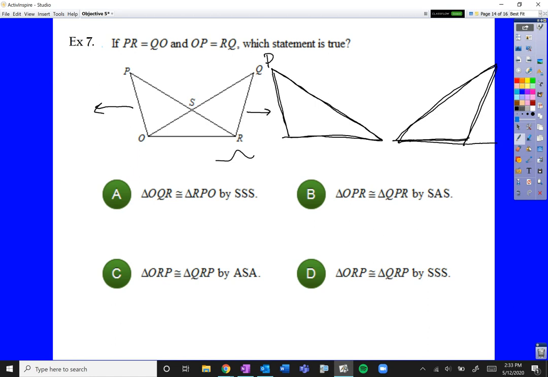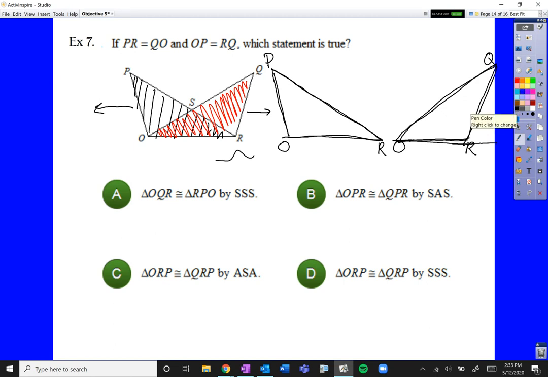So P is up here, Q is up here, and then this is R, but this one is also R, and then this one's O, and this one's also O, because really they overlap. So here, this is one of the triangles, and this here is the other triangle, and you can see that they overlap there on the bottom. So let's just see what we're working with here.